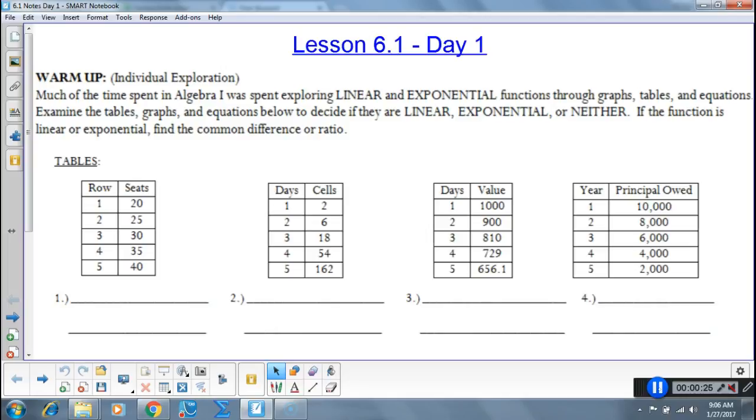And remember we said Unit 6 will take us up to and including Valentine's Day. Okay? So your test for Unit 6 is on Valentine's Day.